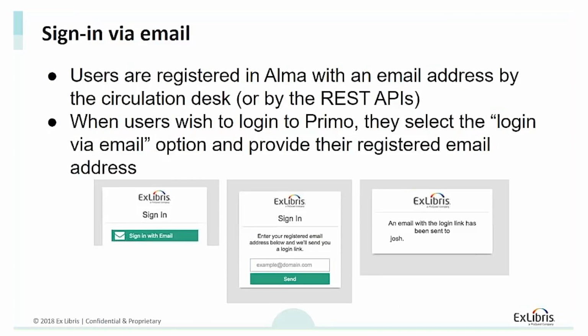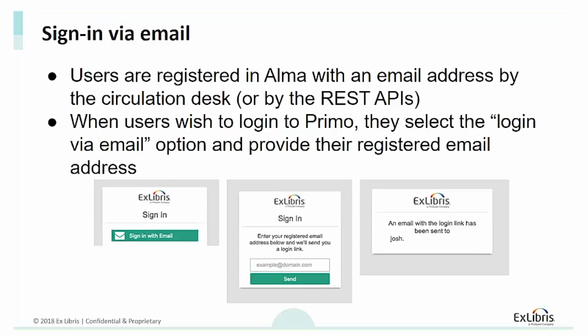Okay, so the way this works is that a user is registered in Alma with an email address via one of the normal methods, either via the circulation desk or REST API or whatever method you use to create an internal user inside of Alma. And then when the user wishes to log on to Discovery, they'll select the login via email option, and they'll put in their registered email address.